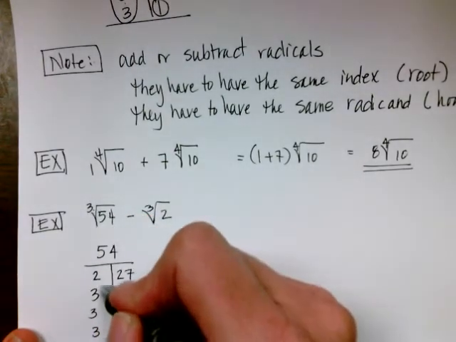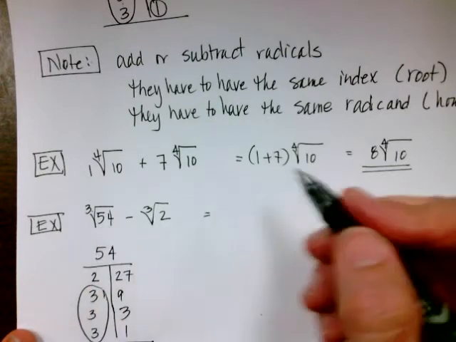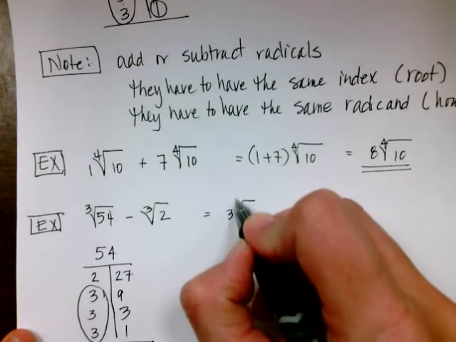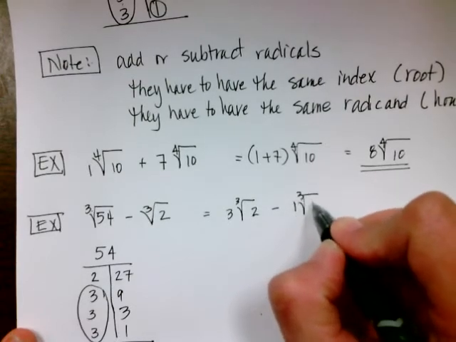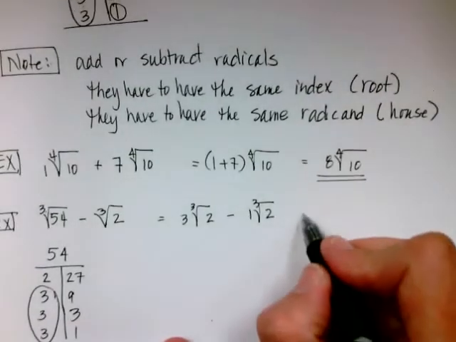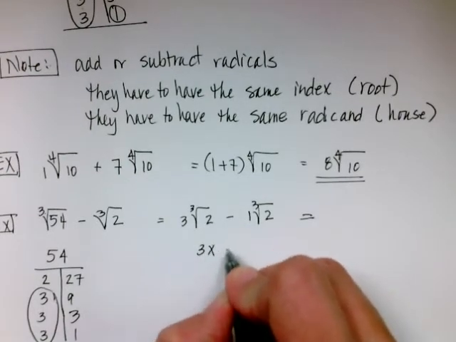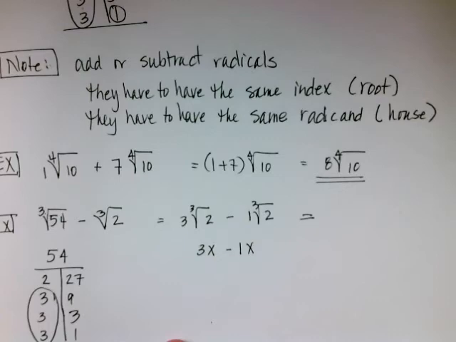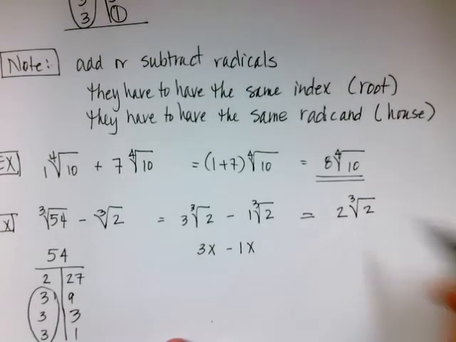I'm taking the third root, so my numbers come out in threes. So then my first radical becomes 3 times the third root of 2 minus 1, and then this is the second radical. Now if I do this math, this is almost the same thing as doing 3x minus 1x. So I'm going to have 2 times the third root of 2.